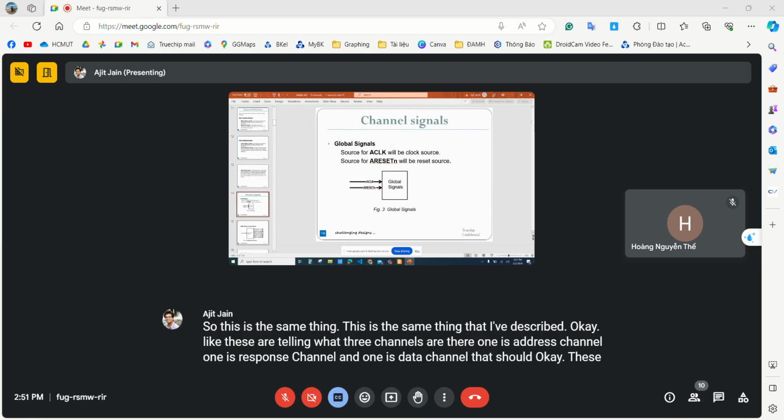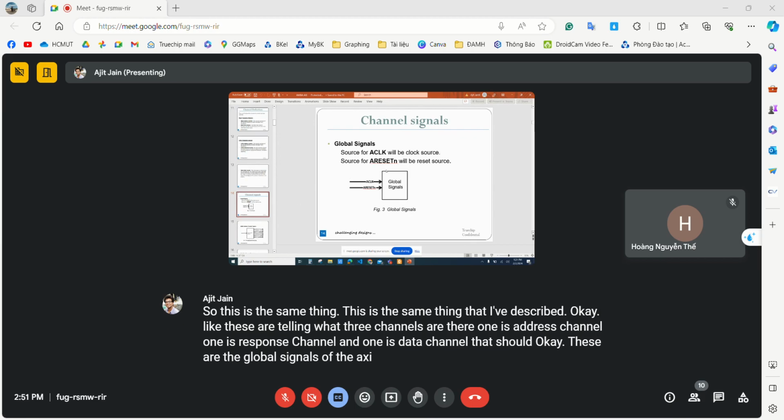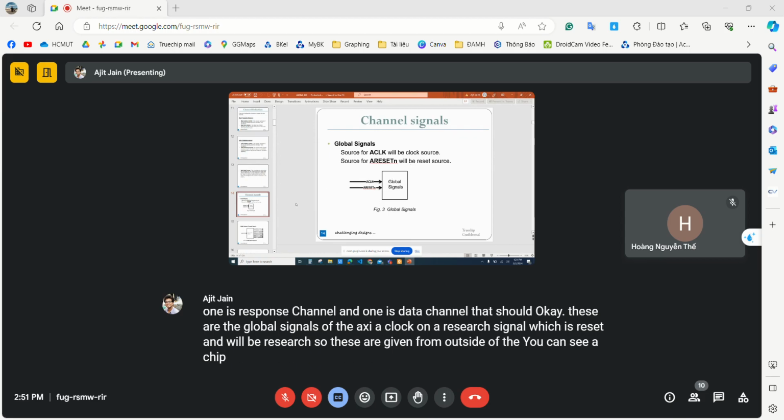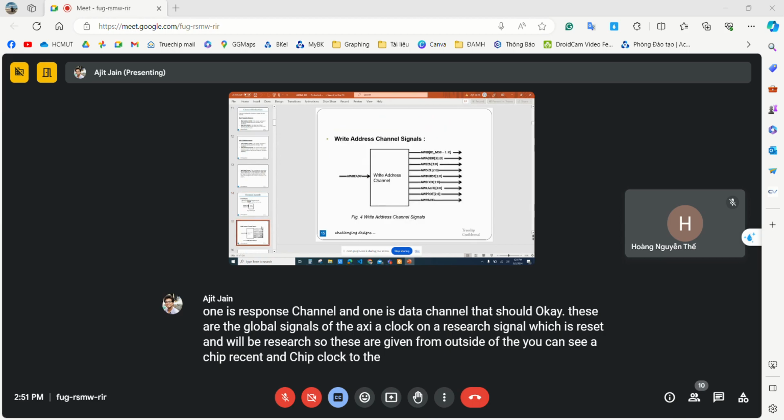These are the global signals of the AXI: a clock and a reset signal. These are given from outside, you can say a chip reset and chip clock, to the AXI.